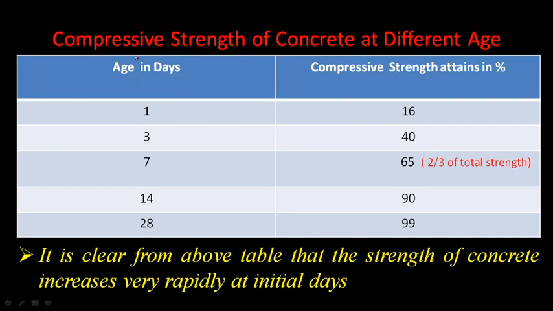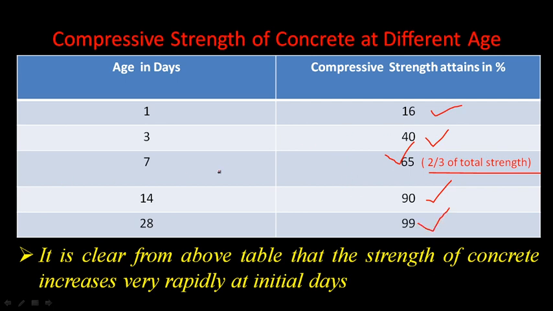Now we'll see the compressive strength of concrete at different ages. If you test your sample after 1 day of curing, it will gain 16% of its total strength. After 3 days, it will gain 40% of its total strength. After 7 days, it will gain 65% of total strength, that is almost 2/3 of total strength. In 14 days, the sample will give 90% of its total strength. In 28 days, we will get the maximum strength, that is 99% of strength. That will be the final strength we can assume for our design.